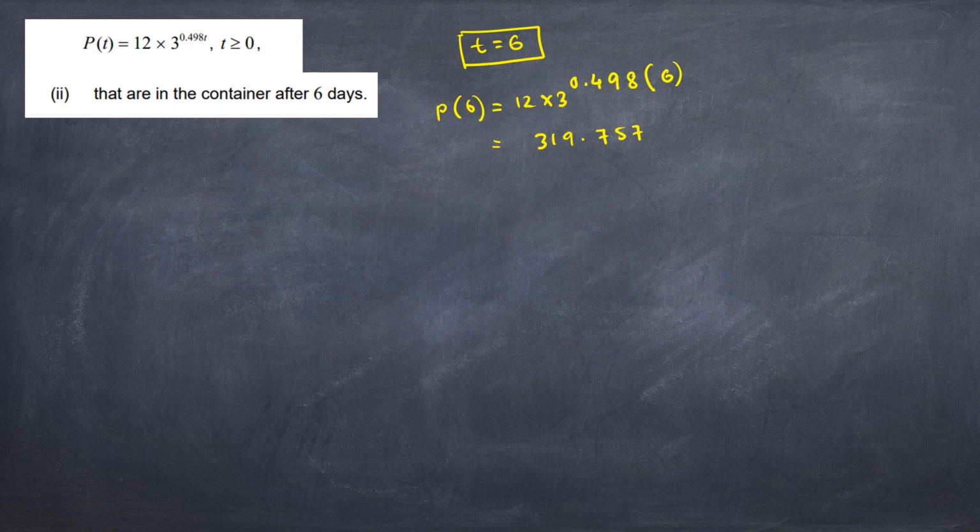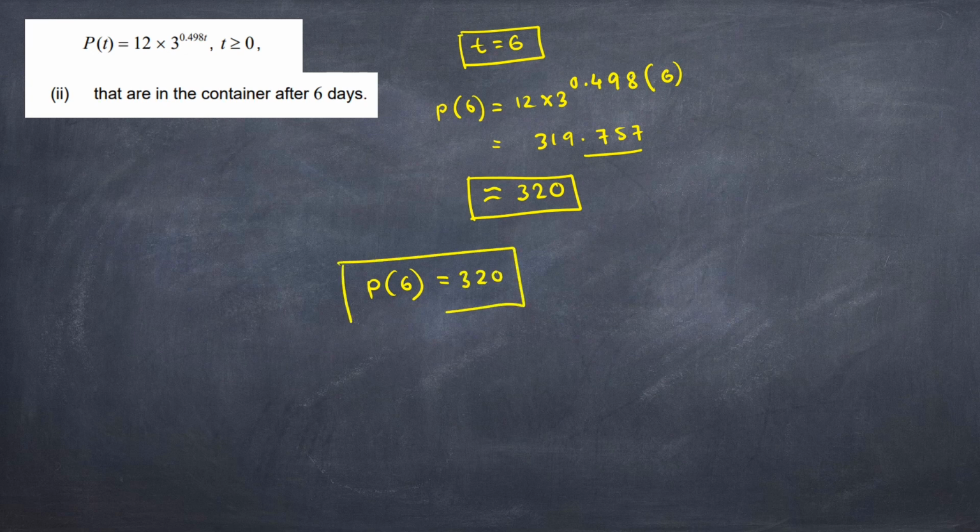But try to figure out whatever we are trying to find out. We are trying to find out the number of fruit flies, so that cannot be a fraction, so we need to approximate that. After approximating, you will get the answer to be 320. So in the container after 6 days, the number of fruit flies will be 320. So this is the answer of the second part. This was also again a simple part.